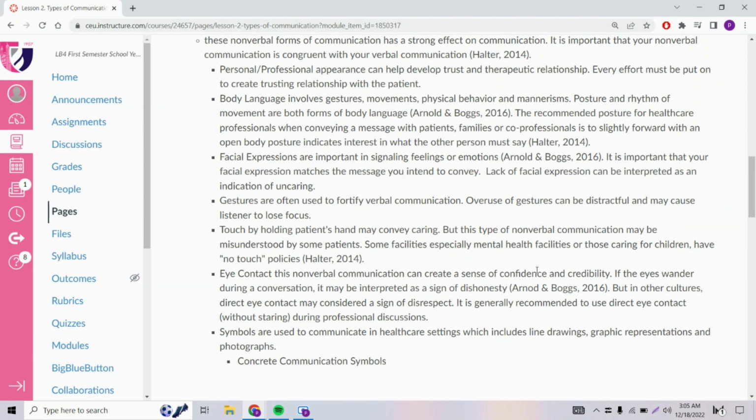Sa ibang bansa kasi, pag masyado mong tinitigan ng isang tao, it could be considered also a disrespect. So, you try to balance it out plus. Kasi nabawa, another story I want to share, yung nagkaroon kami dati ng patient na Muslim.